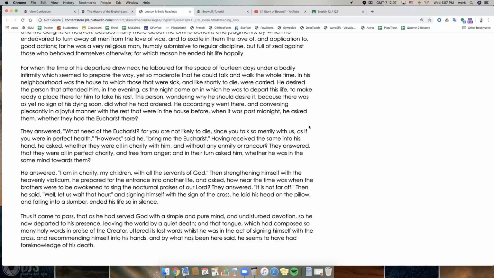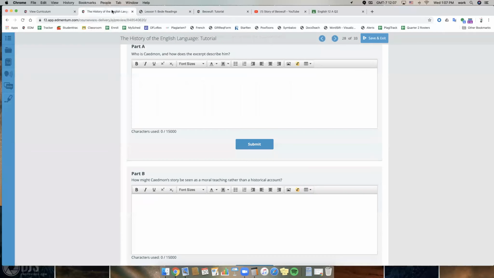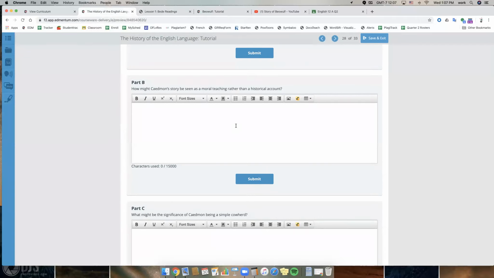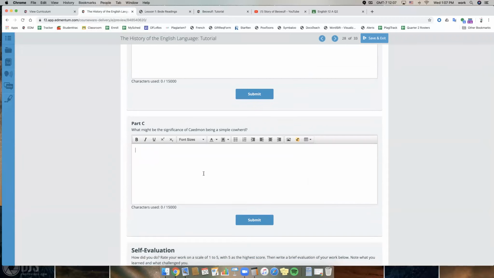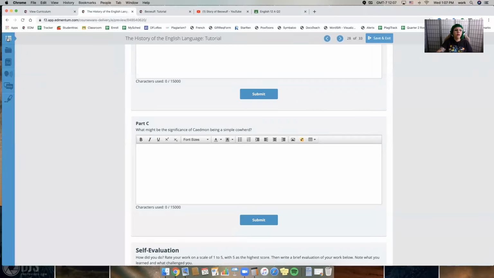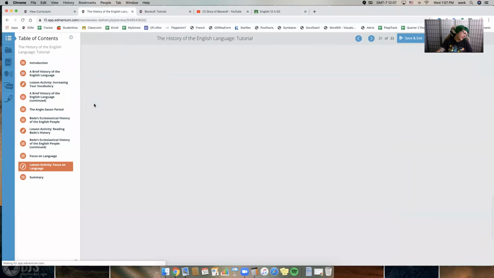So it's just sort of a moral story, because we're really talking about how important it is to be pious. And it's important that he is a simple cowherd because it's relatable to people. These stories weren't really written for royalty or anybody major. They're written for the common folk, so it would be relatable to people. They could see themselves in him and they would want to be more like him, aka more religious.